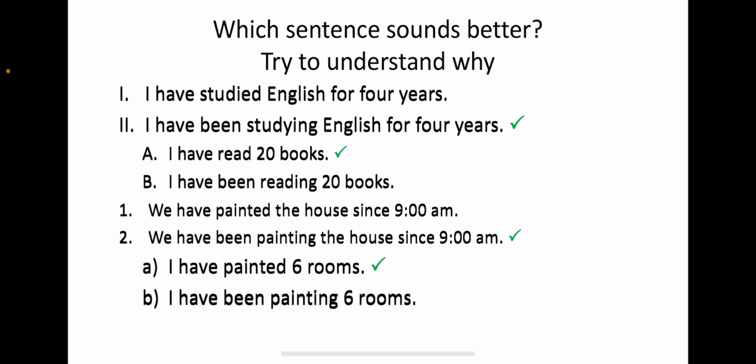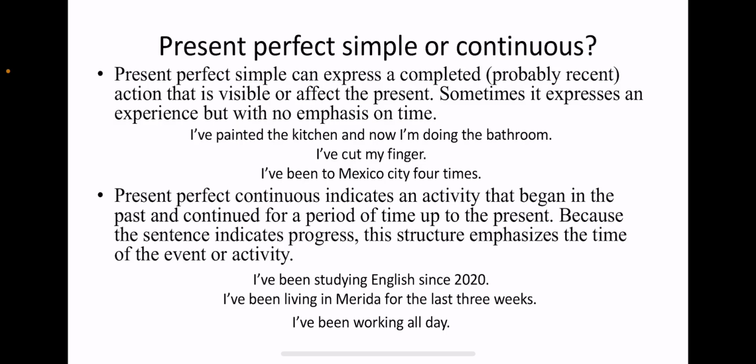You can see that on both options, we have one in present perfect simple and the other one in present perfect continuous. And sometimes we prefer the present perfect simple and sometimes we prefer the present perfect continuous. Why is that? So let's try to remember first that the present perfect simple expresses a completed, probably recent action that is visible or affects the present.